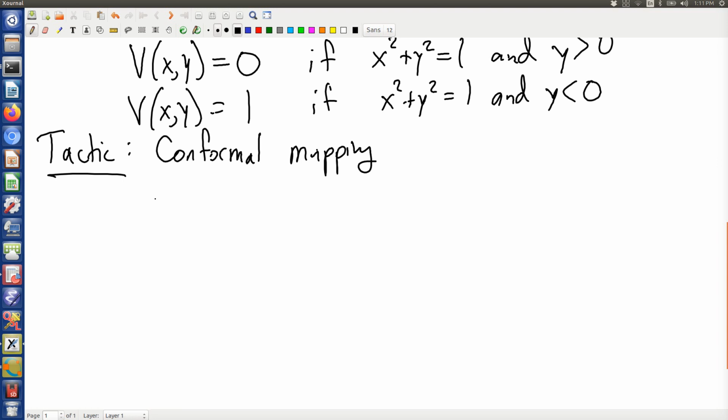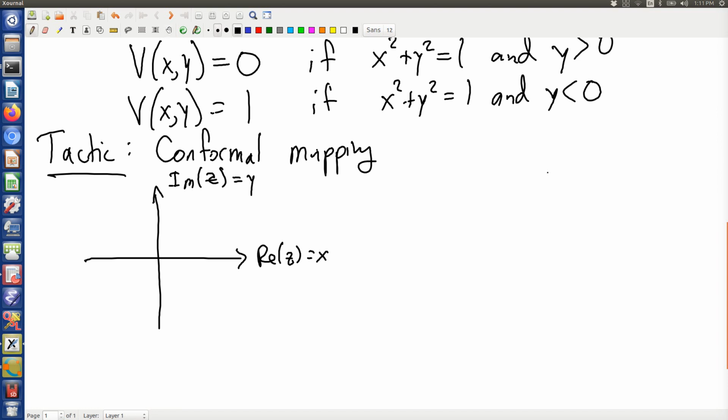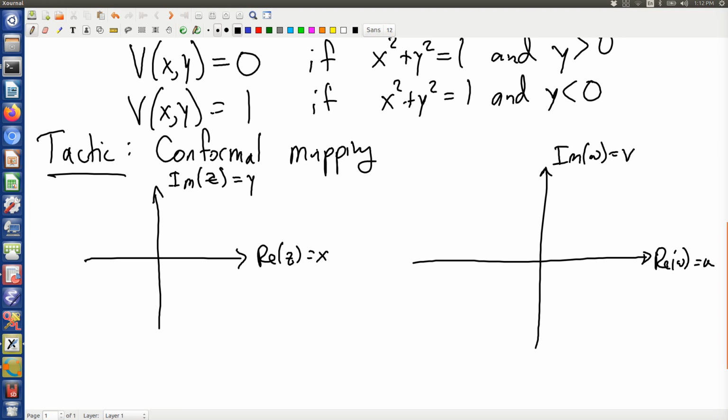And the picture that we're going to try to do is we're going to take the real part of z, imaginary part of z. We'll call this x and we'll call this y. And we're going to send z's to w's. This is the real part of w, we'll call it u. The imaginary part of w, we'll call it v.